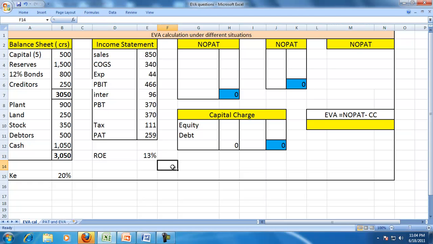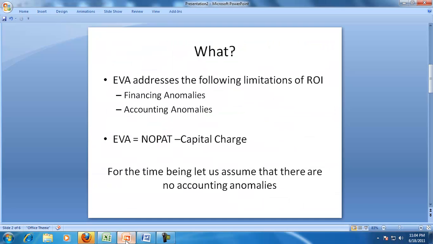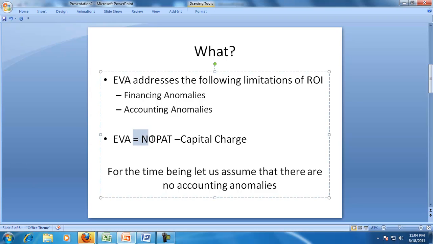But if somebody says that the company is not able to generate or create wealth for the shareholder, of course you can look at the return on equity and the cost of equity and get an idea that the company is already destroying the wealth of the shareholder. But in order to show it very clearly, it's better to understand the economic value added. As we saw, economic value added is net operating profit after tax minus capital charge. We have to calculate NOPAT, and we have to calculate the capital charge.